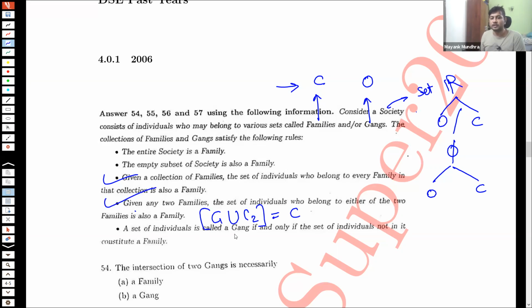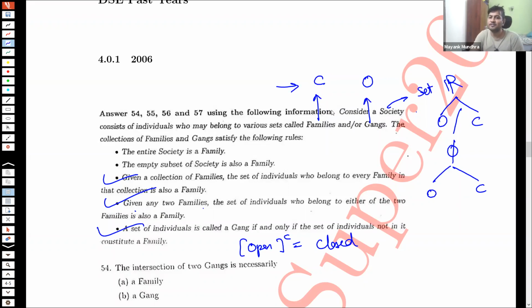Fifth point is a set of individuals is called a gang. Families are closed sets, so gangs are open sets. A set of individuals is called an open set if and only if the set of individuals not in it constitute a family. So this is saying that the complement of an open set is closed. So, okay, fine. This is also correct given this definition.